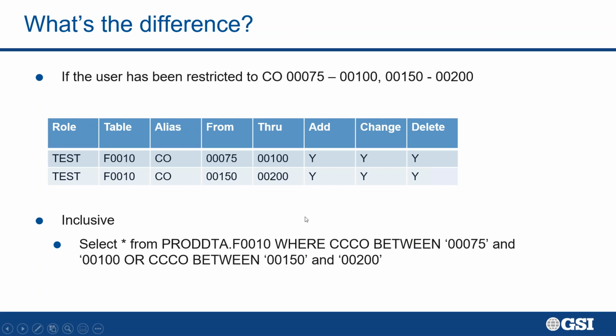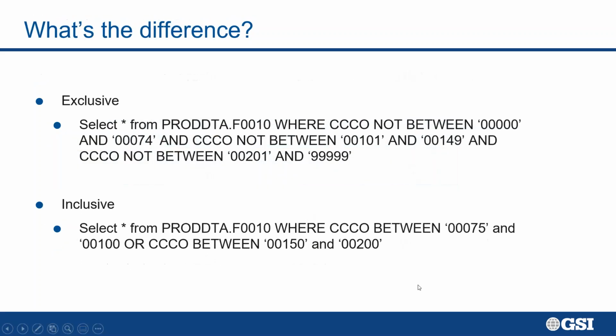I'm going to go ahead and go to the next slide because it compares the two, but you can already tell it's much smaller. But here they are right next to each other. You've got your prod DTA F0010, where CCCO between 75 and 100, or between 150 and 200. So it's looking simple for that. Anything in there is a go. And you can tell that it's a much cleaner, much neater, and much shorter SQL statement to have to enter.